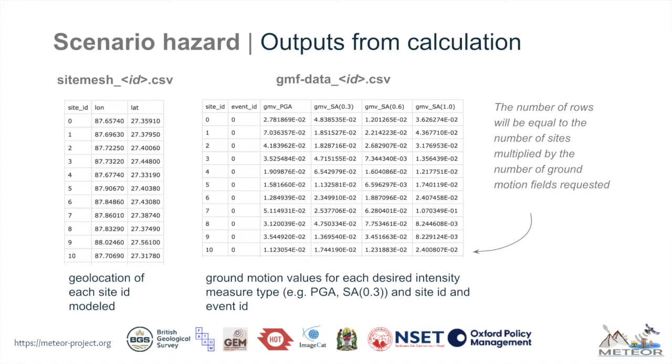In this file, the number of rows will be equal to the number of sites multiplied by the number of ground motion fields requested in the job configuration file. In the demo file provided, there were 100 ground motion fields requested, which means that there will be 100 different unique event IDs within this file.